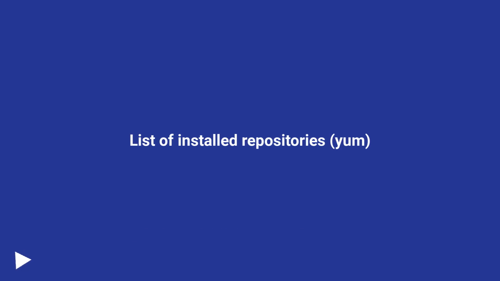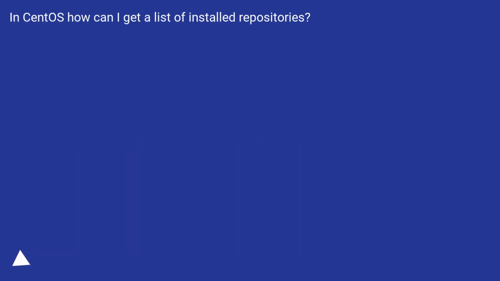List of installed repositories, Yum. In CentOS, how can I get a list of installed repositories?